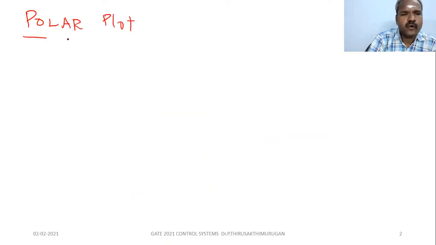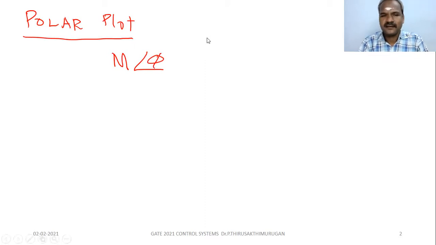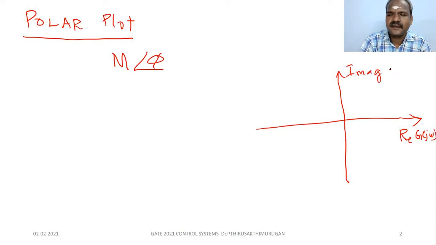You know what a polar coordinate is, okay? It has a magnitude with a phase angle. So we have to find the magnitude and phase angle. We can also represent the polar plot on a normal graph sheet, with real and imaginary axes. So this is the real of G of j omega, and this is the imaginary of G of j omega.